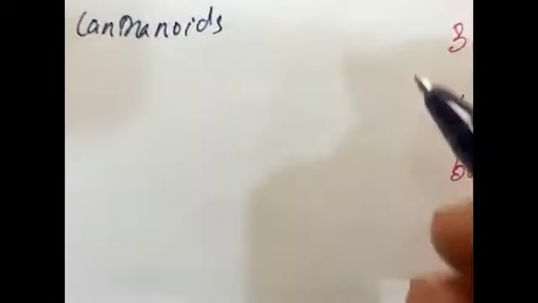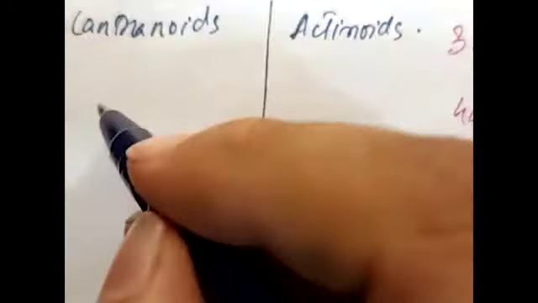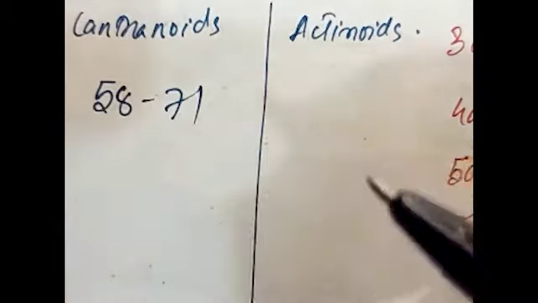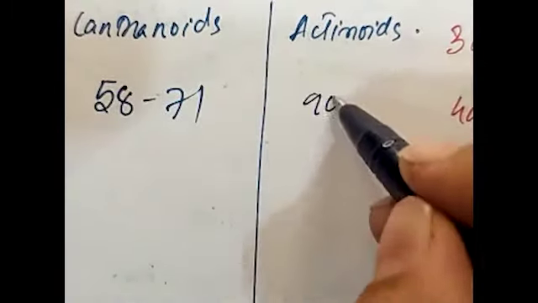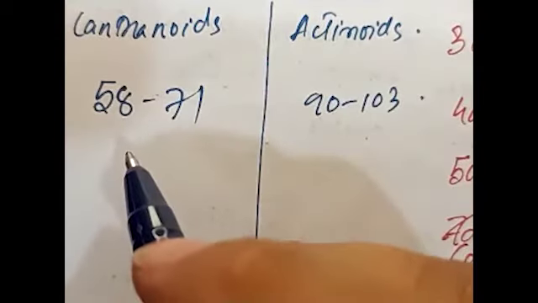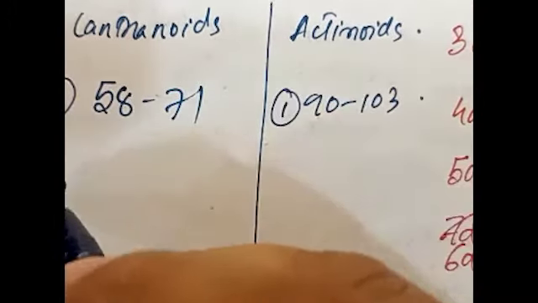Okay, lanthanoids and actinoids, the major differences to see. Note these points. Lanthanoids are from 58 to 71. Actinoids are from 90 to 103. Okay? So this is the first point. Second point.